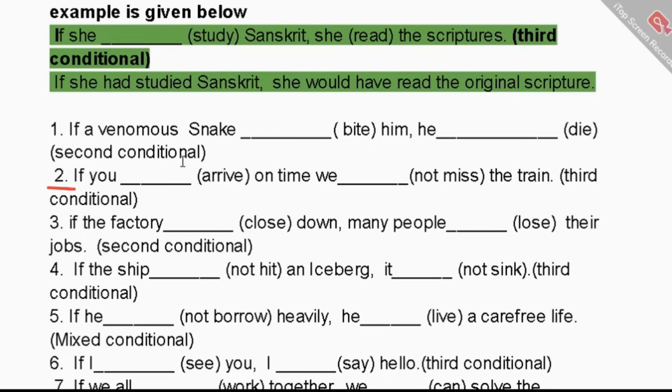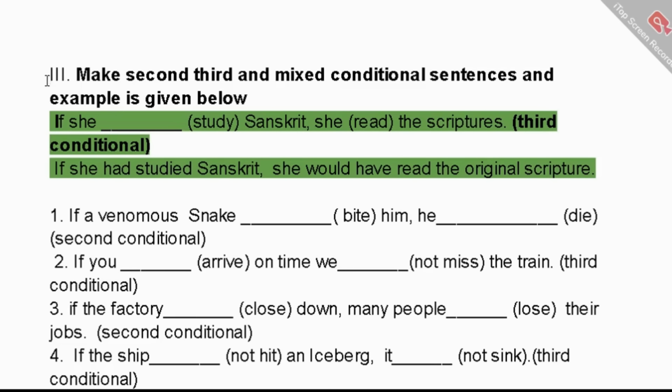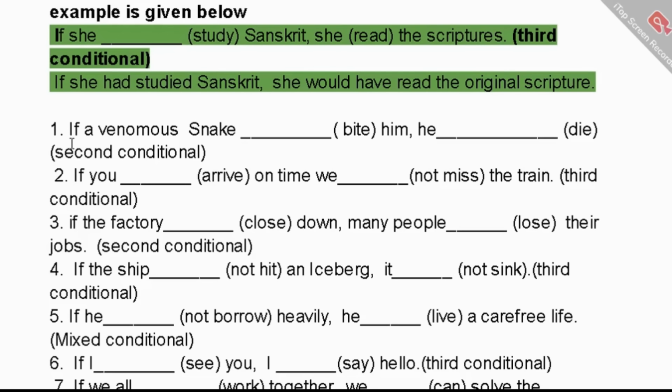Let's see the third exercise. Here you have to make second, third or mixed conditional. Now in your exam they'll give you the sentences and in brackets they'll guide you to change the given sentences to which conditional. Here they have given this sentence and they are asking you to change this sentence to third conditional. So here, if a venomous snake bites him, he dies. They are asking you to change the given sentence into second conditional. Now how will you do this?